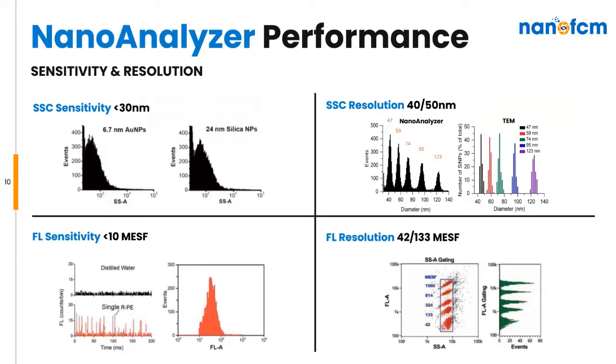Going on to the Nanoanalyzer performance now. The Nanoanalyzer provides sufficient sensitivity to analyze biological particles down to 40 nanometers, with sizing resolution comparable to that of TEM. Smaller diameters can be measured with inorganic particles, and this is due to their often higher refractive properties. You can also see in the bottom left panel that detection of single fluorophore molecules such as PE is possible, and this really opens up avenues for the detection of rare markers on your EVs.